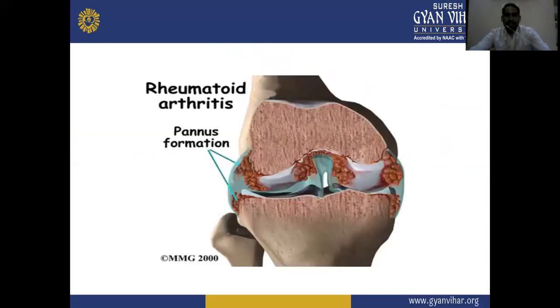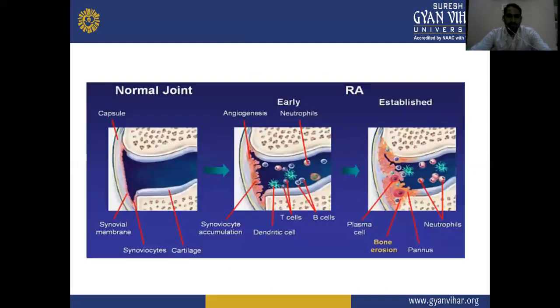Next one, this is the diagram of synovial joints and rheumatoid arthritis and venous formation between the joints. Next one, this is the diagram of normal joints and this is the diagram of rheumatoid arthritis joints.